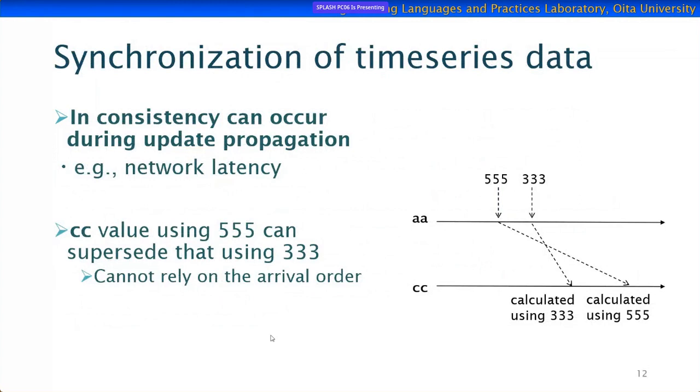Synchronization of time series data is important because inconsistency can occur during update propagation because of network latency. For example, in the right diagram, C refers to A. The propagation of updating A to 555 can delay and supersede the propagation of updating A to 333. So, when calculating the values of signals over the network, we can't rely on the arrival order of update propagation.